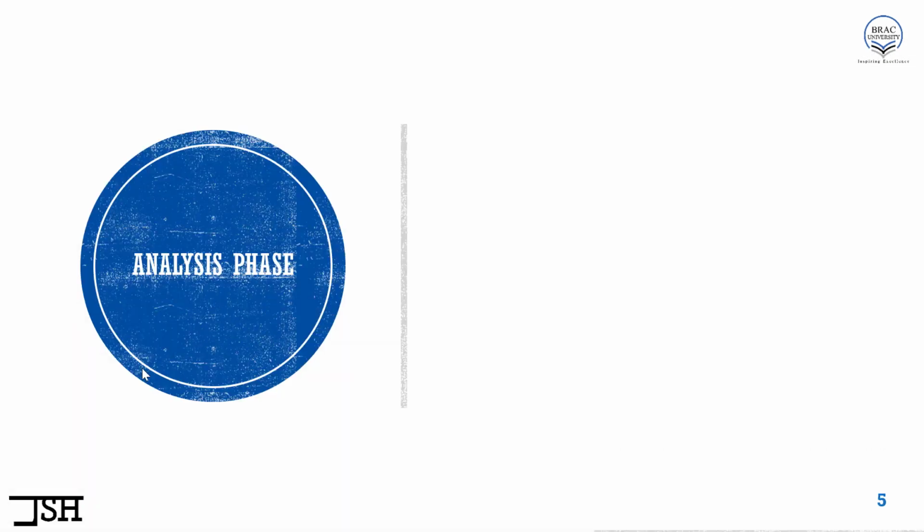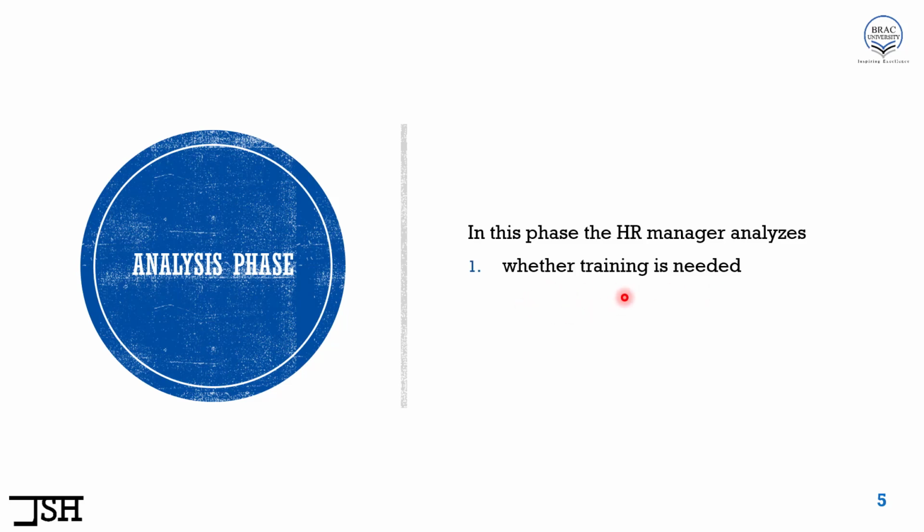So what happens in the analysis phase? Now in this very first step, as the name suggests, we basically analyze things. Again, as the name suggests, we do analysis. Now what sort of analysis? Here it goes. In this phase, the HR manager analyzes number 1, whether training is needed, and number 2, why training is needed. Again, mainly two things. We analyze whether training is needed and why training is needed.